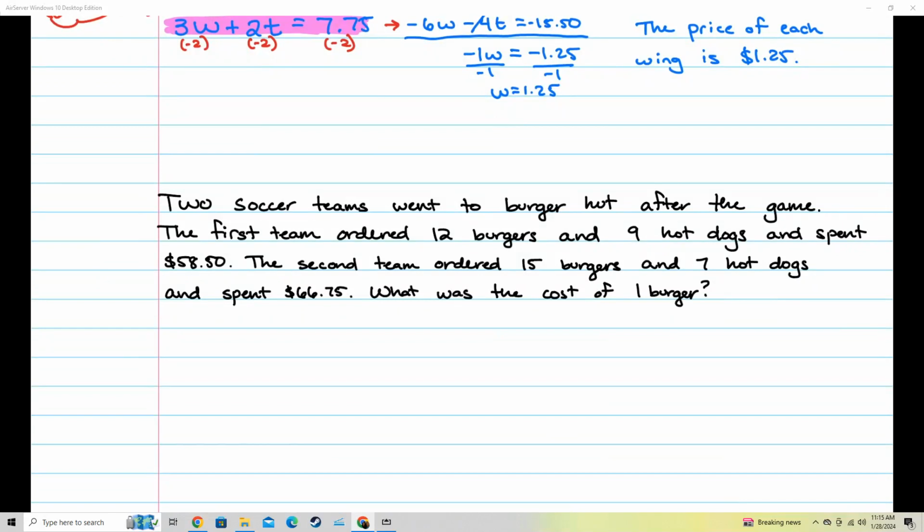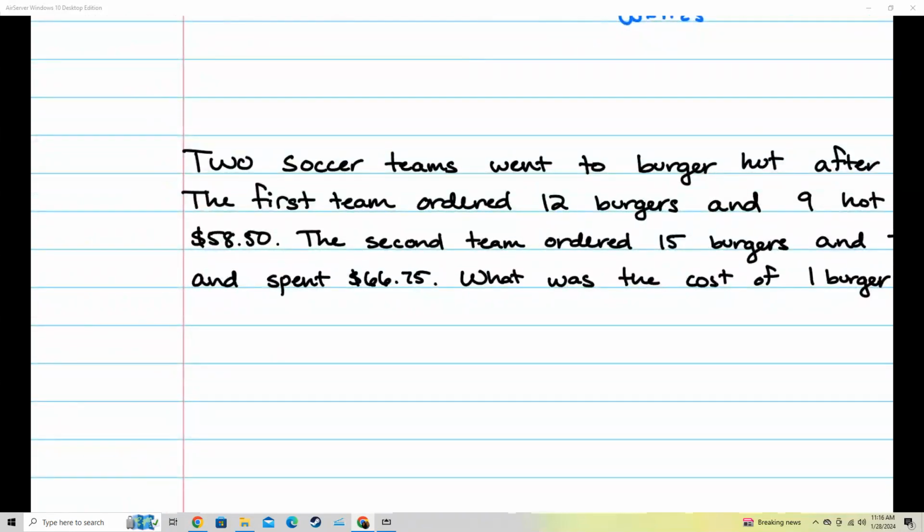All right, it says 2 soccer teams went to Burger Hut after the game. The first team ordered 12 burgers and 9 hot dogs and spent $58.50. The second team ordered 15 burgers and 7 hot dogs and spent $66.75. What was the cost of one burger? So again, do I know how many burgers were bought? Yes, I know how many burgers. What I don't know is the cost of each burger. So I'm going to say let B represent the cost of each burger.